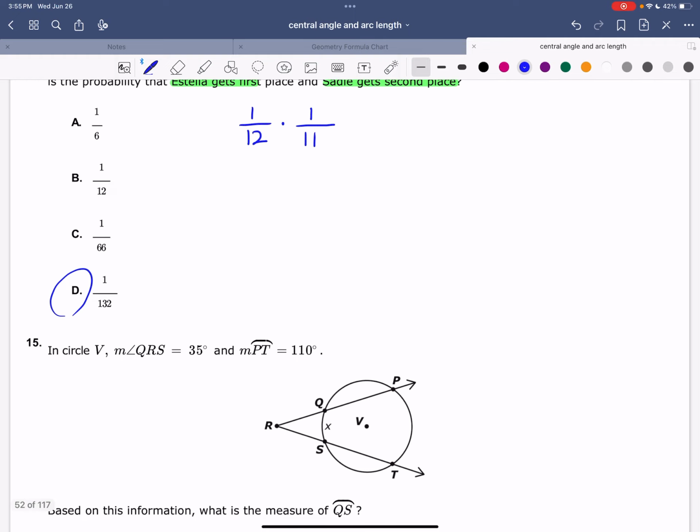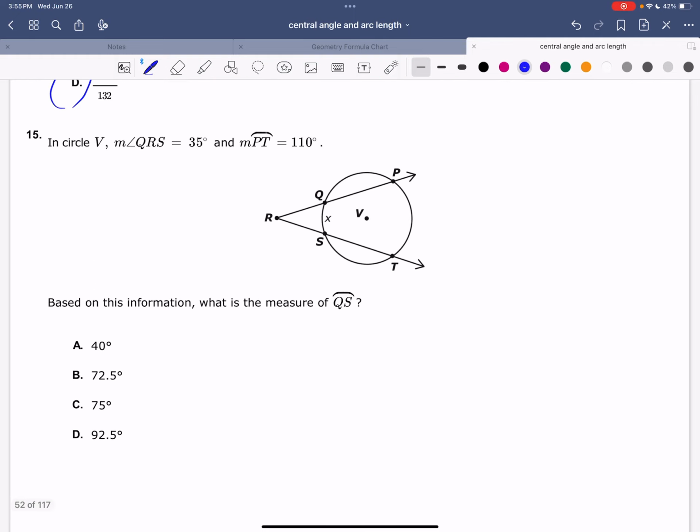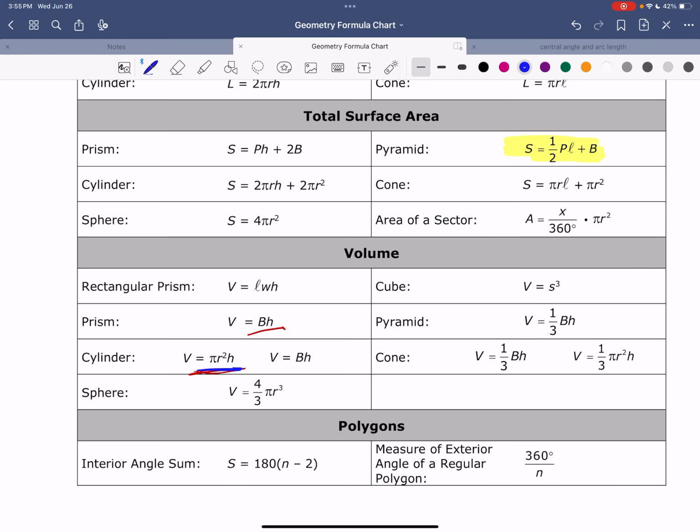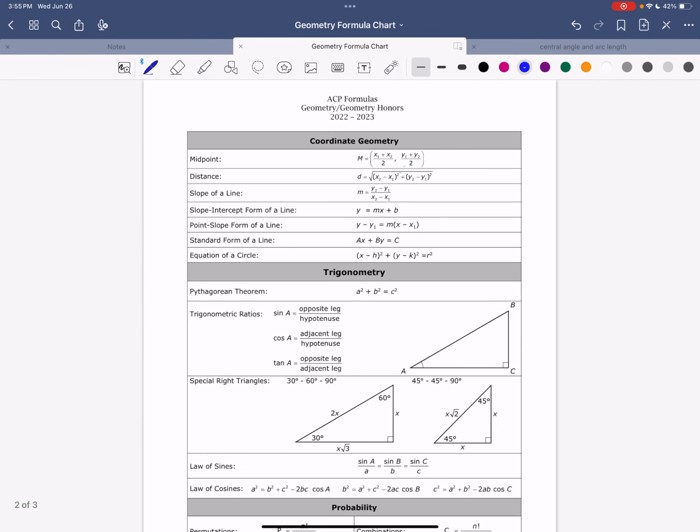It's very simple. Now, let's do question number 15. In circle V, what you're trying to find is QS. So let's do this. According to the question, this is 35, and this is 110. And you may be confused, Mr. Kim, how do I know which formula to use? Just use the formula chart, like they give it to you.